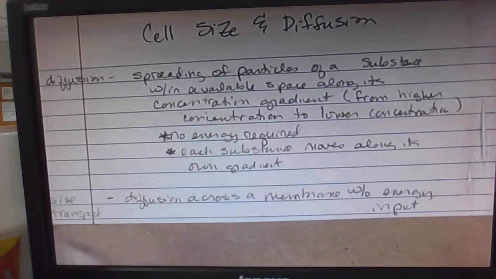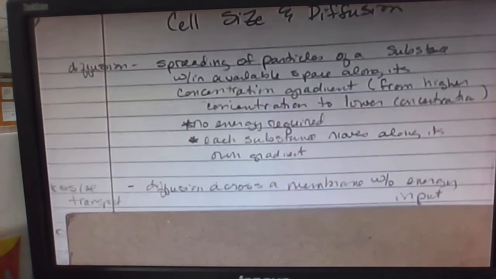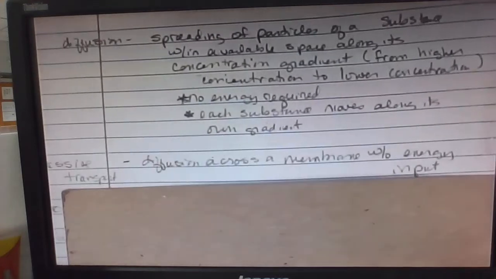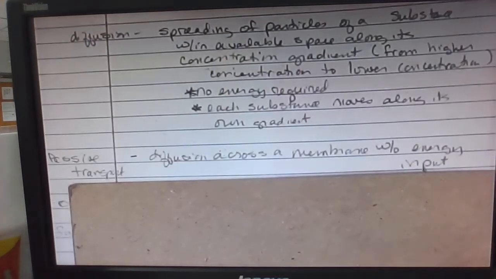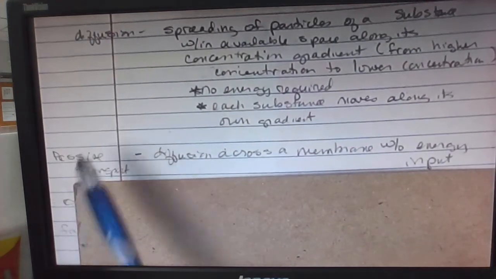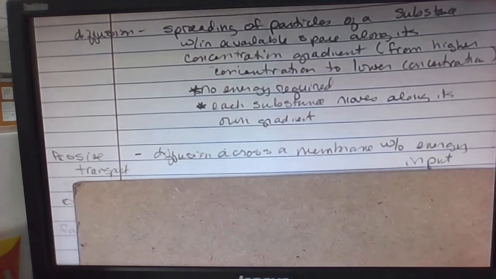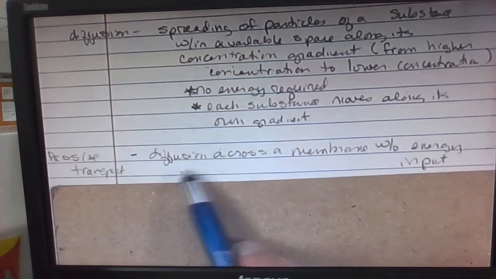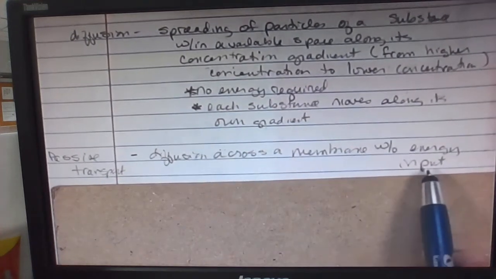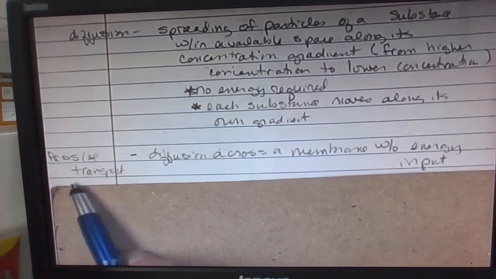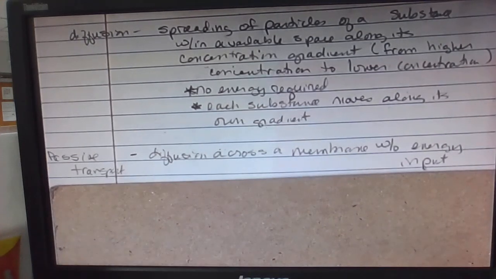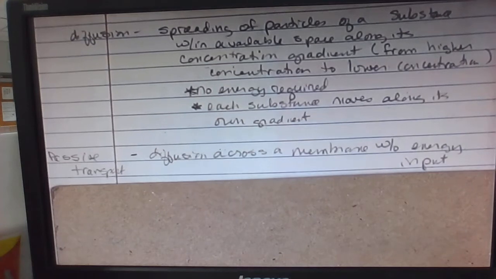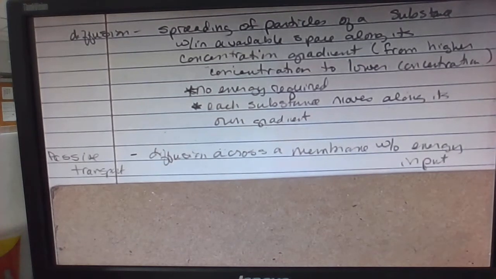Passive transport. All right, passive transport. So if you're sitting passive in the chair, you just kind of lean back, letting things happen. Passive transport is diffusion across a membrane without energy input. Passive transport is usually small molecules or nonpolar molecules that can kind of squeak through the membrane in the itty-bitty, teeny, tiny little spaces.